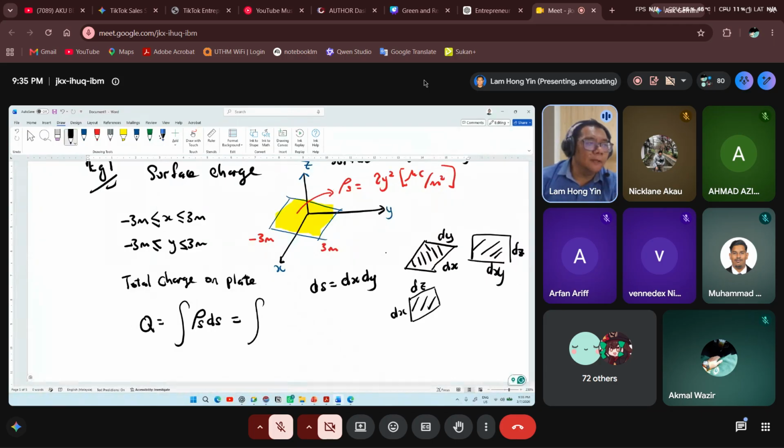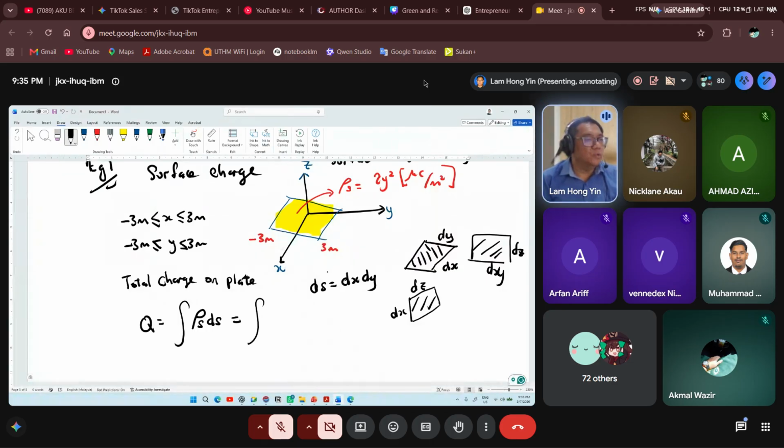But since in this problem the surface is actually located on x and y, imagine your x changes and your y changes, definitely your surface area will change, right? So that's why we have our ds equals dx dy. Is that okay?